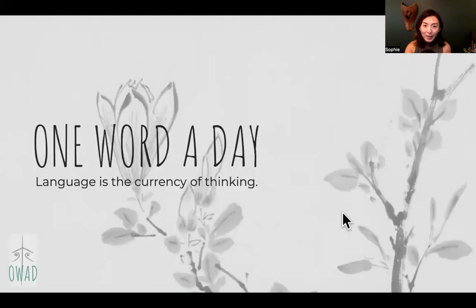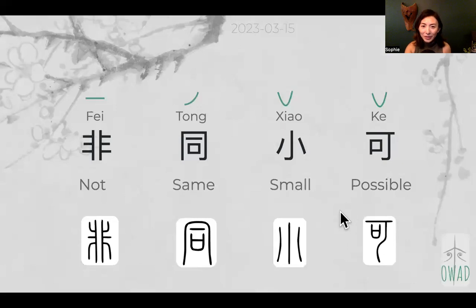Yesterday, we talked about 非同小可, which is double size unusual. So 小可 is unusual, small possibility, and 非同小可 is not, it's beyond unusual. So it's unusual among the unusual.